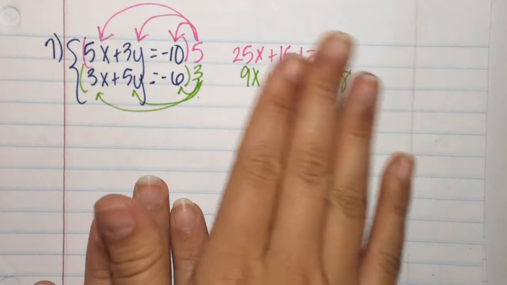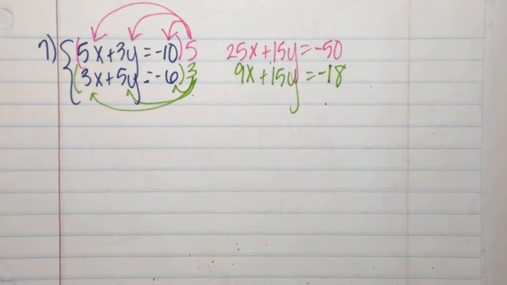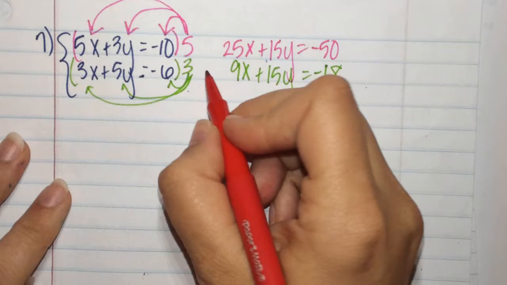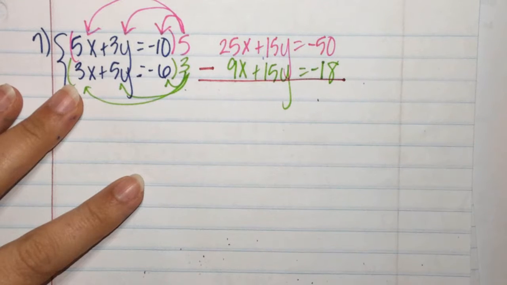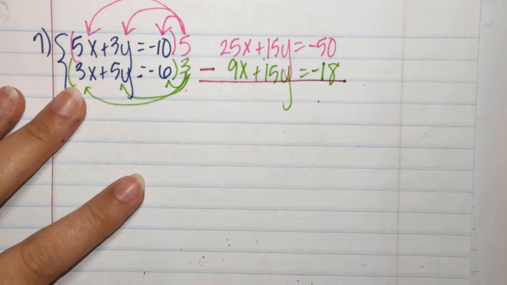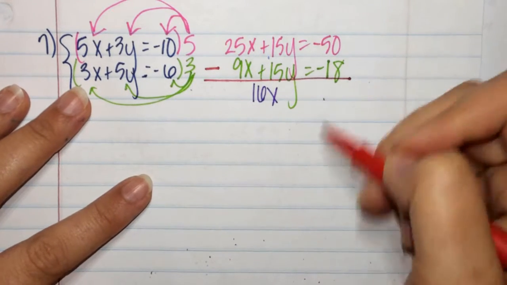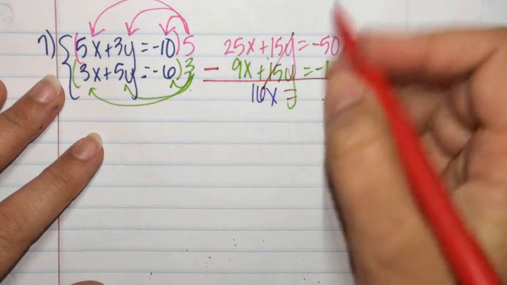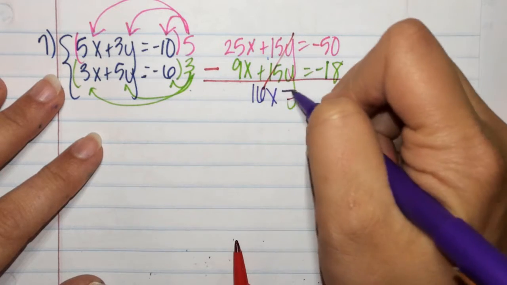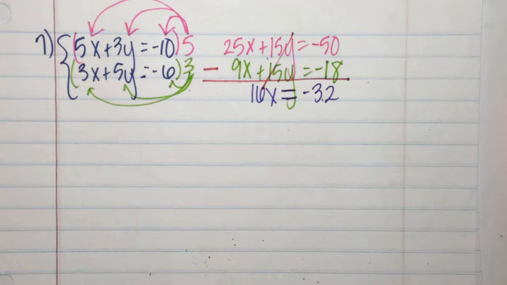Okay, now that we've converted, do our y variables match? They do. They're both 15. So are we going to add or are we going to subtract? Subtract. Alright, everybody subtract. What's 25 minus 9? What is 15 minus 15? 0. And what's negative 50 minus a negative 18? Negative 32.